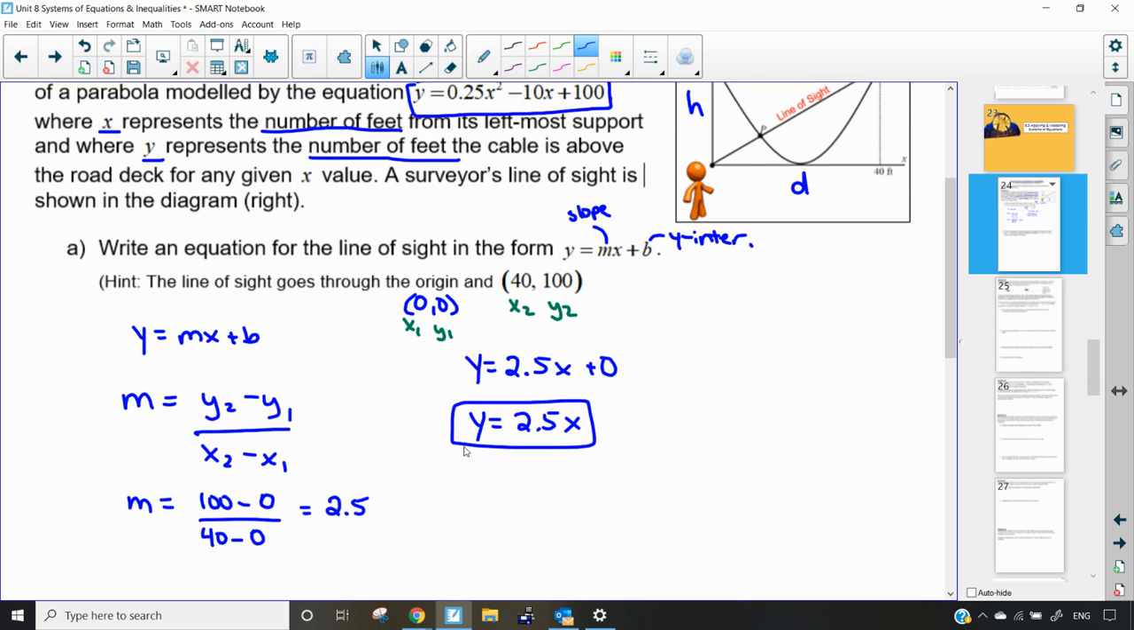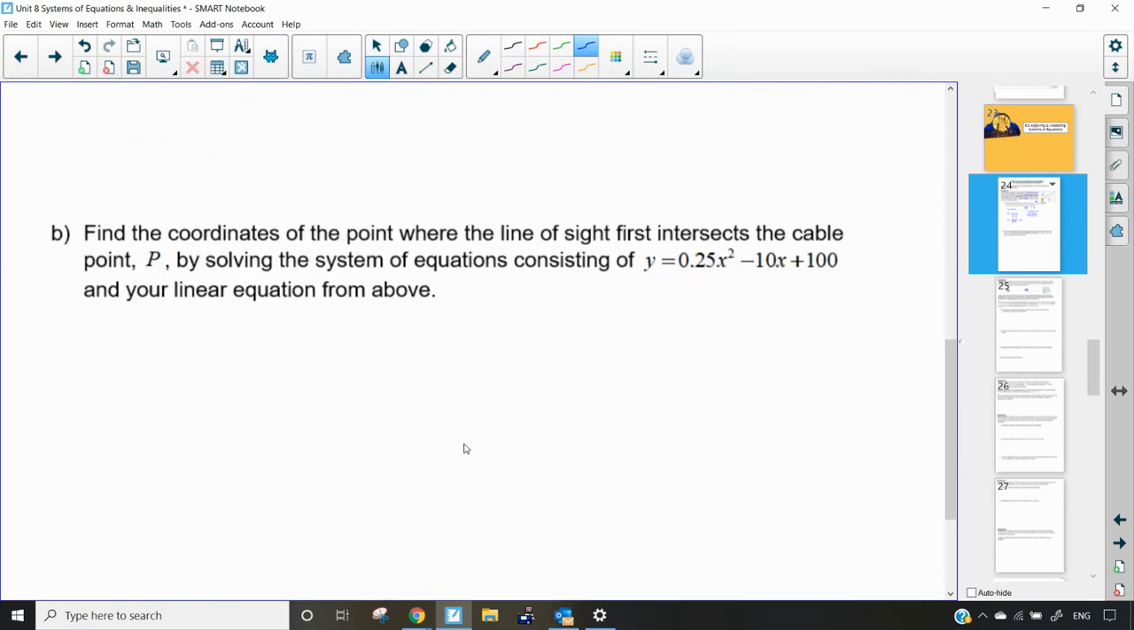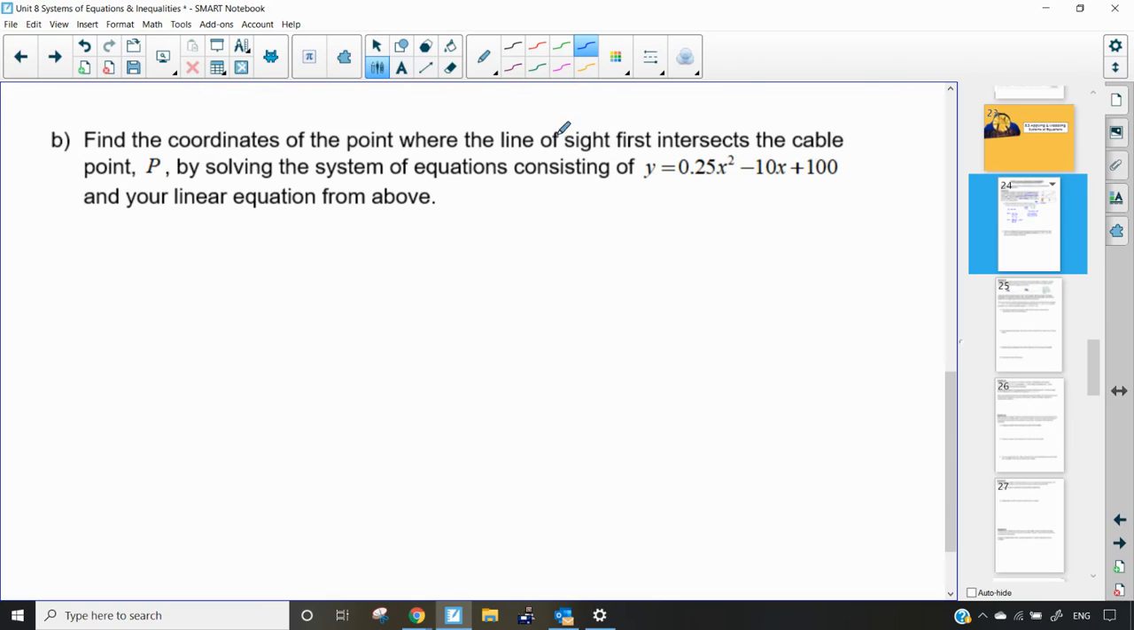Now moving on to part B, we're asked to find the coordinates of the point where the line of sight first intersects the cable, point P, by solving the system of equations given our quadratic and given our linear equation. So we have y equals 0.25x squared minus 10x plus 100. And our second equation that we just determined is y equals 2.5x.